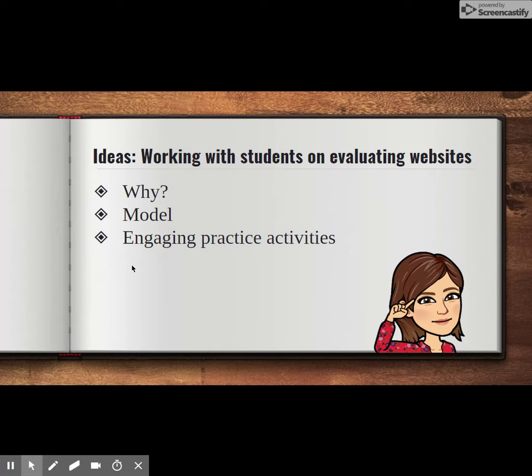Pick 2 websites where one is obviously non-reliable, and then pick another pair of websites where there might be only subtle cues that tell you a website is not as reliable as you might think. Finally, give students a chance to practice.